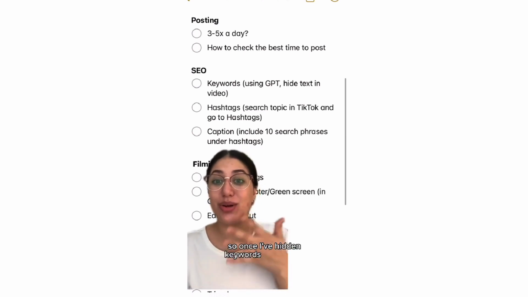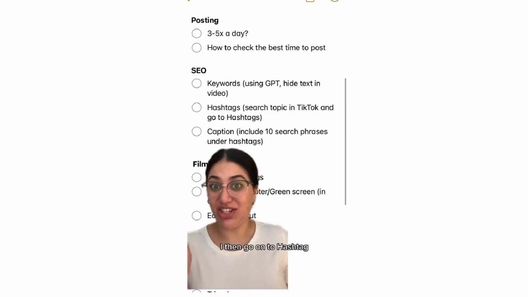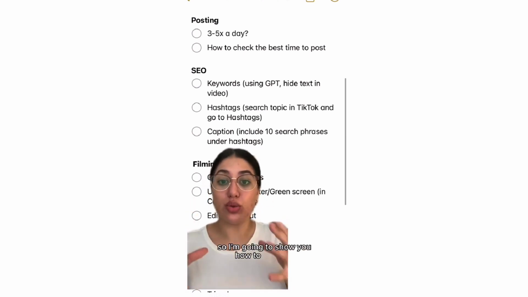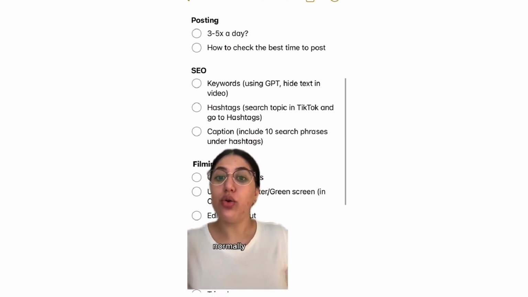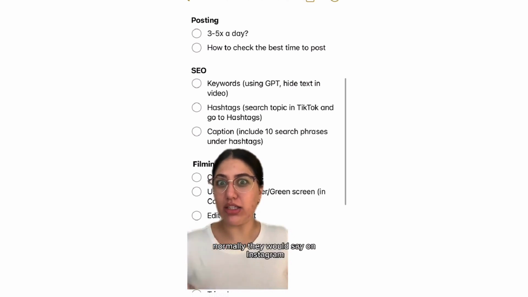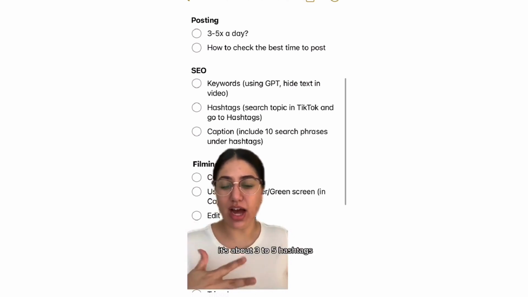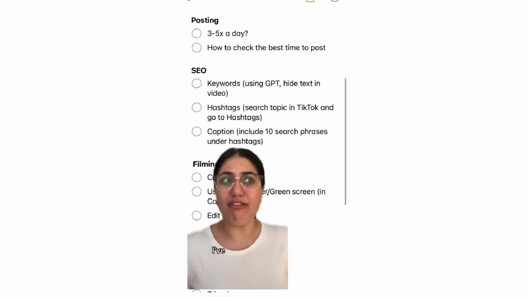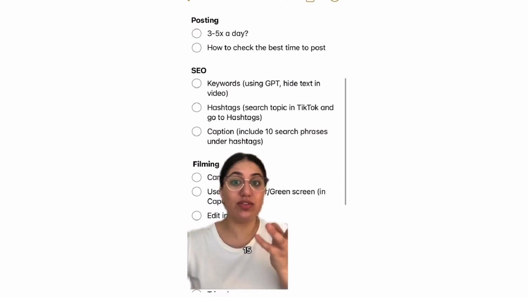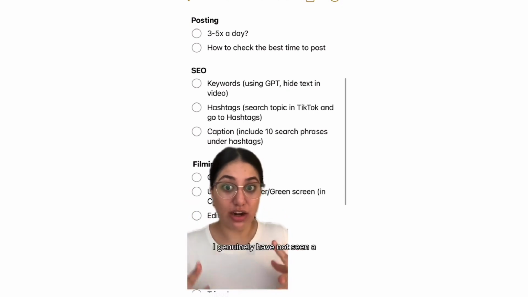So once I've put keywords in my video, I then go on to hashtag research. So I'm going to show you how to research trending hashtags for your niche. So hashtags, normally they would say on Instagram, it's about 3 to 5 hashtags. YouTube is also about 3 to 5 hashtags. But on TikTok, I've played around with both. I've had 3 hashtags, 5 hashtags, 20 hashtags, 15 hashtags. I genuinely have not seen a difference.